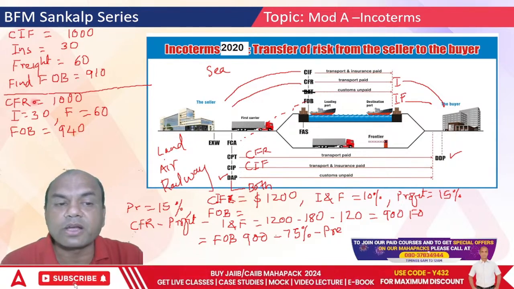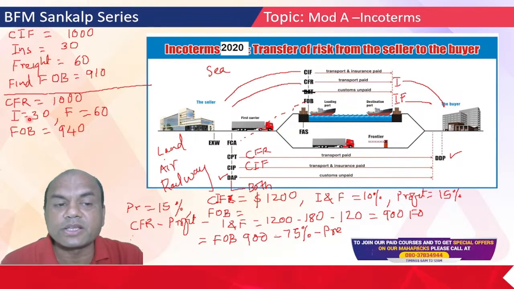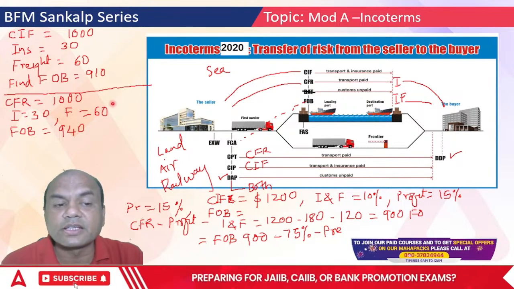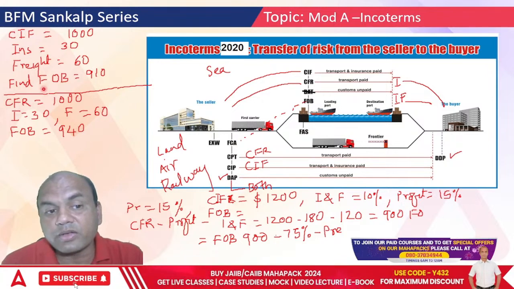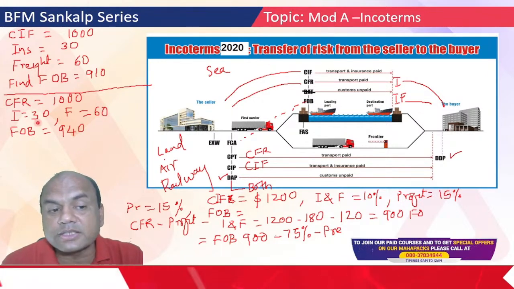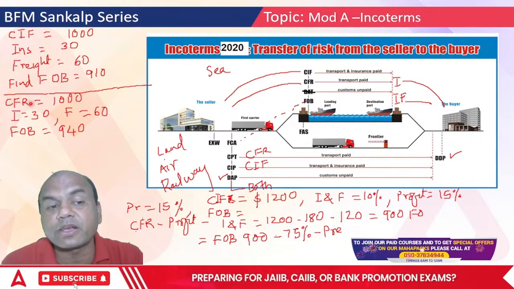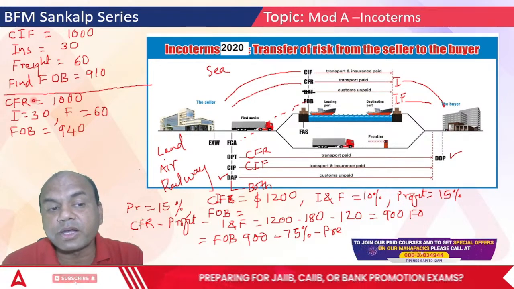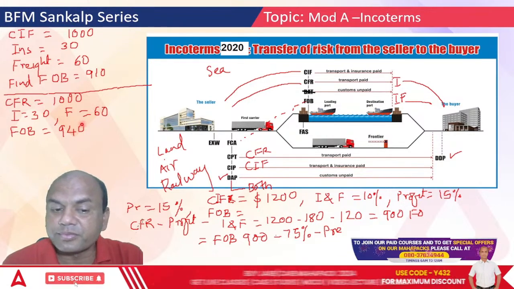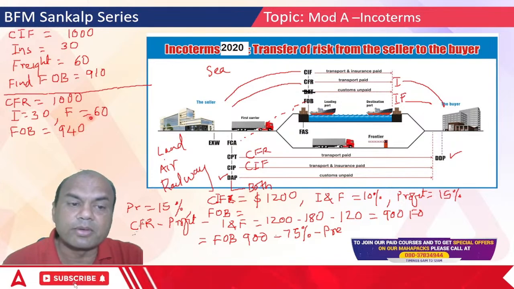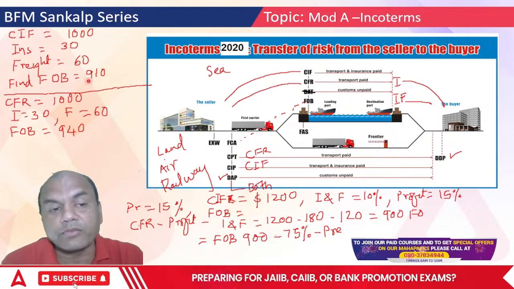CFR, cost and freight, it is 1000. Insurance is 30, freight is 60. Then FOB will be what? Now understand this. Here what have I done? I have subtracted only 1000 minus 60. I have not done this subtraction of 30 because it is CFR Incoterm, cost and freight. Only have to subtract freight over here. So 940. Got it? Always remember while solving any numerical, you have to do this.